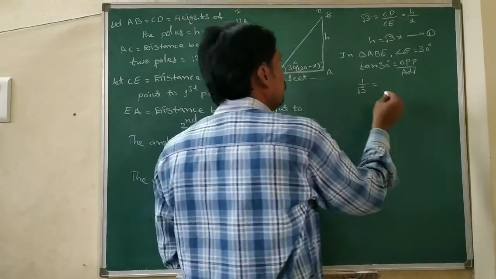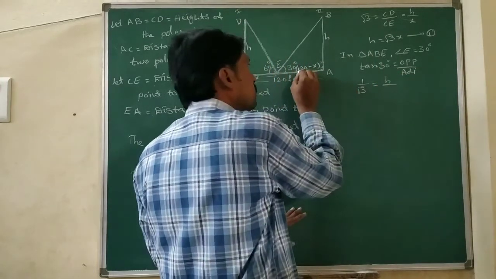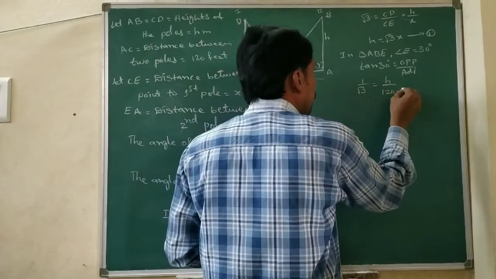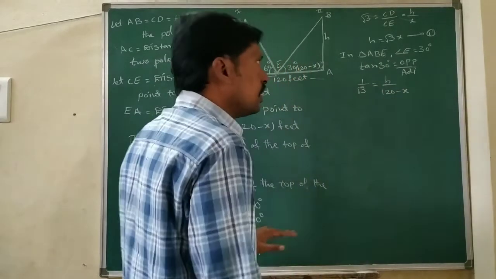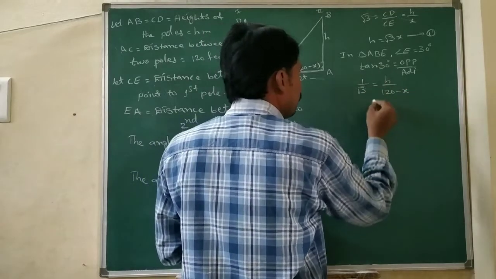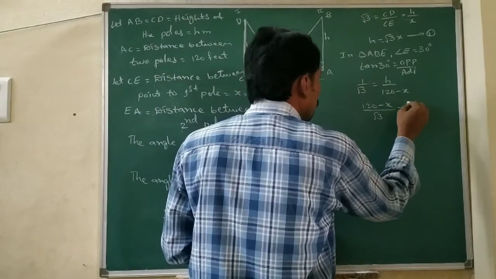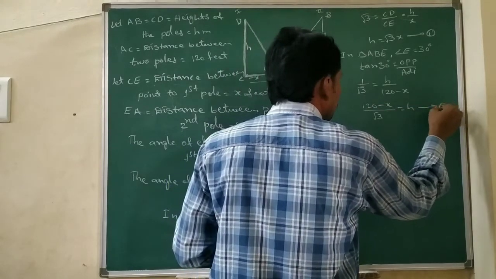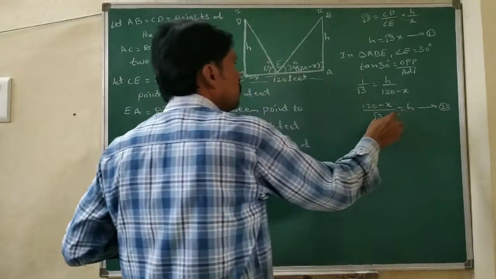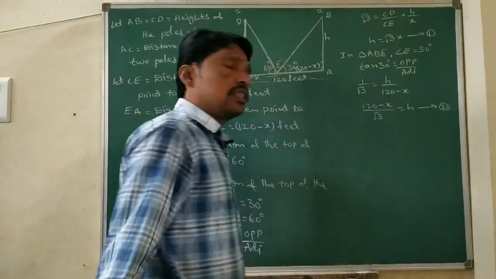Tan 30 value we know, that is 1 by root 3, equals opposite by adjacent. What is opposite? AB, which is H, by adjacent, which is 120 minus X. Now transpose this root 3 to the left: (120 minus X) by root 3 equals H. This is equation number 2. So H equals (120 minus X) by root 3, and from equation 1, H equals root 3 x.